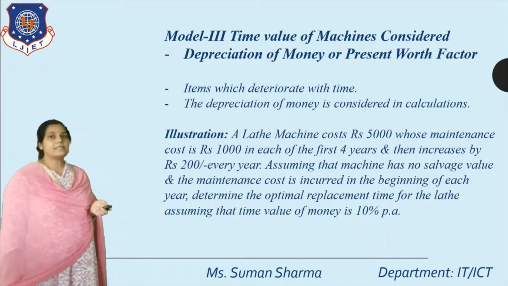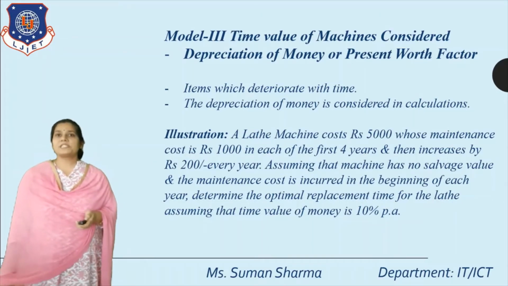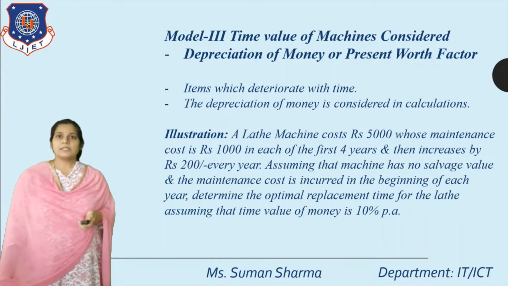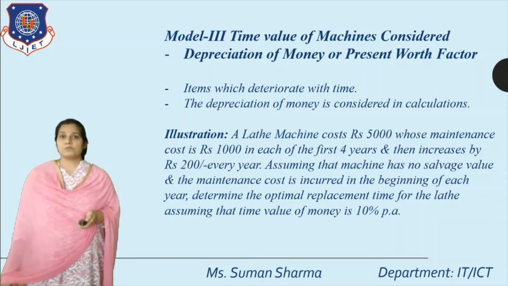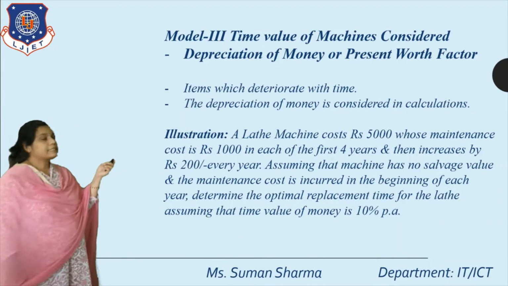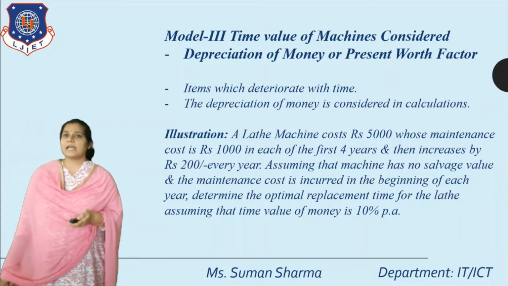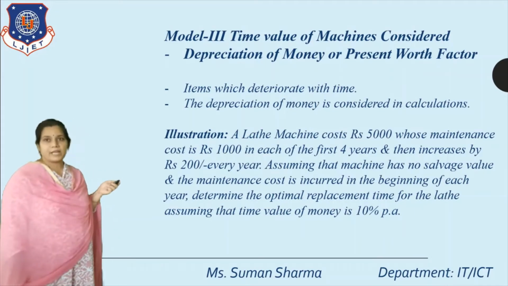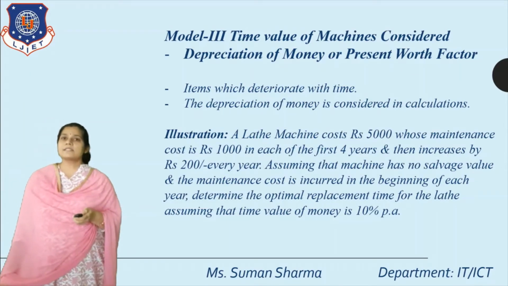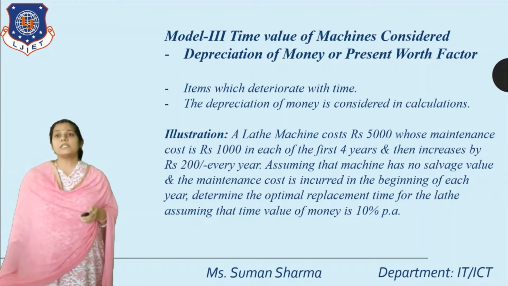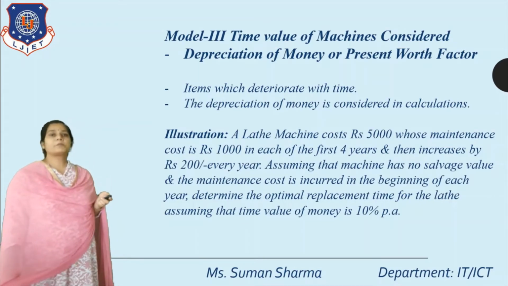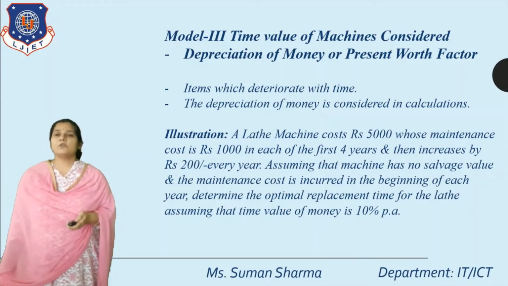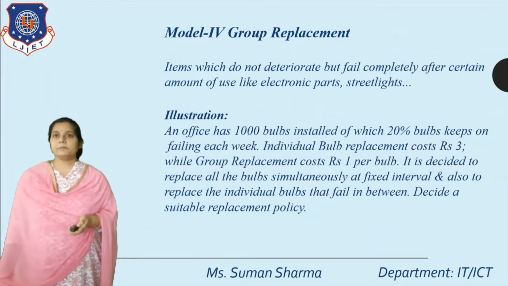The example is a machine costs rupees 5,000 whose maintenance cost is rupees 1,000 in each of the first 4 years and then increases by rupees 200 every year. Assuming that the machine has no salvage value and the maintenance cost is incurred in the beginning of each year, determine the optimal replacement time, assuming that the time value of money is 10% per annum.